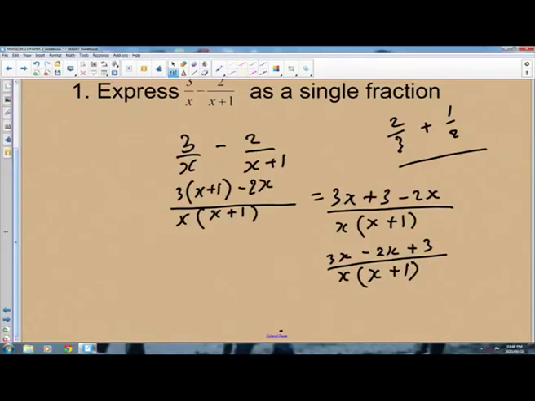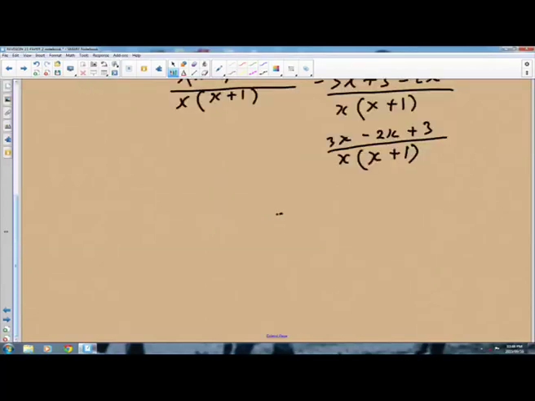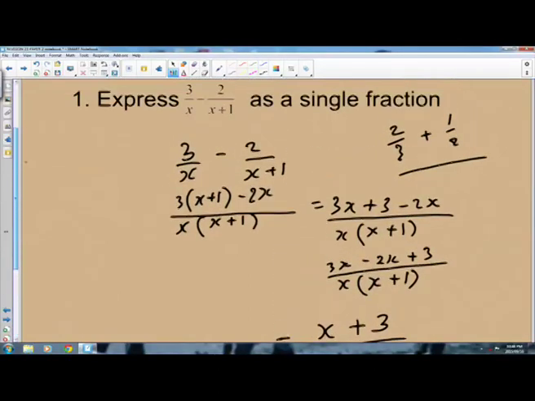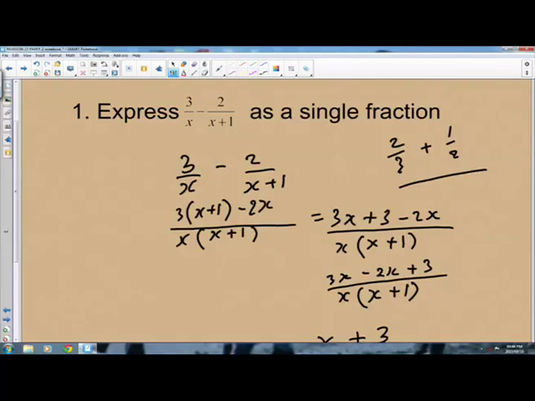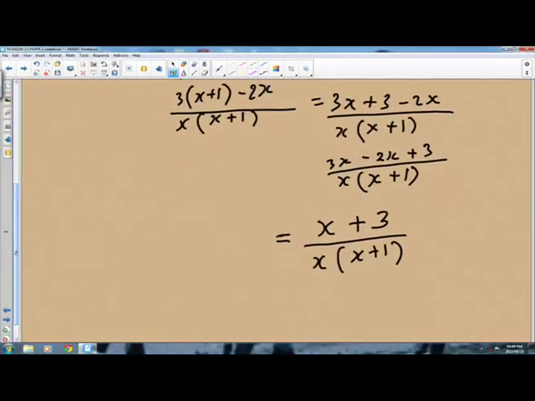And then 3x minus 2x is equal to x. So we have x plus 3 divided by x times x plus 1. So we have managed to express the fractions 3 over x minus 2 over x plus 1 as a single fraction. This is how we express it. Upon expressing it as a single fraction, we got x plus 3 divided by x times x plus 1. This is how you express an algebraic fraction as a single fraction.